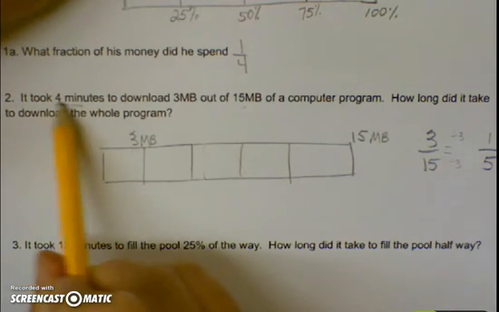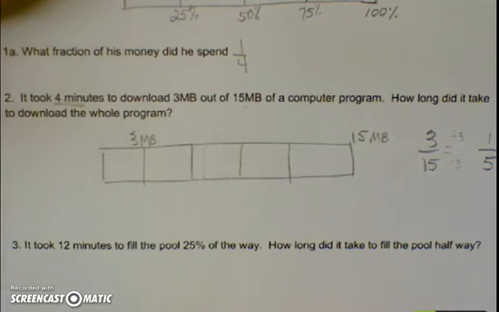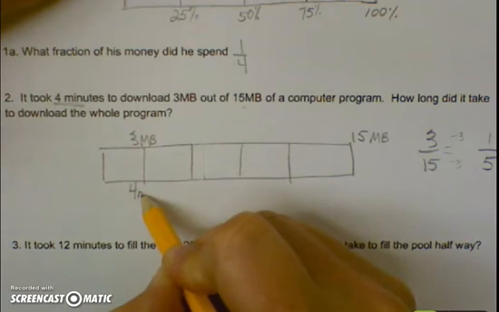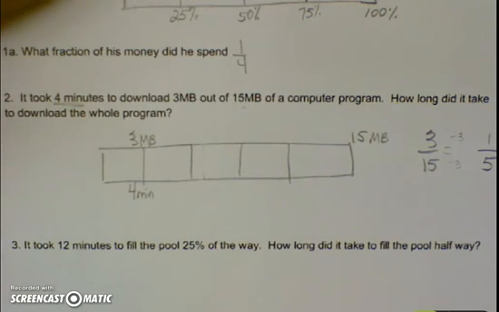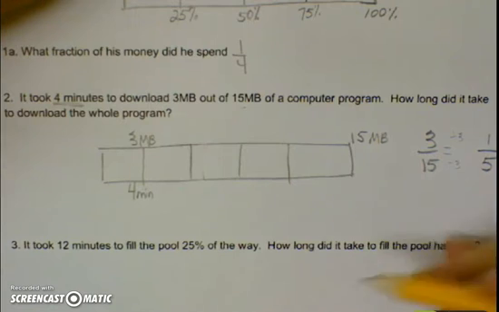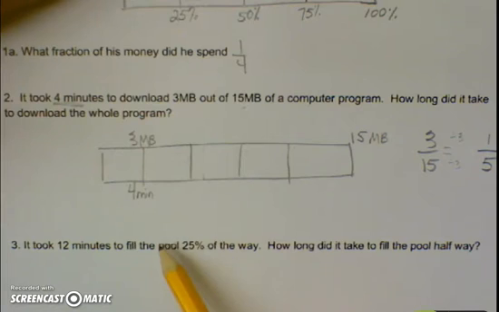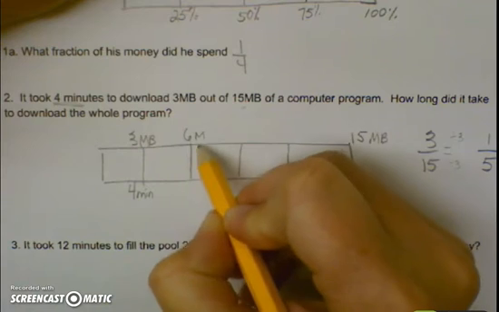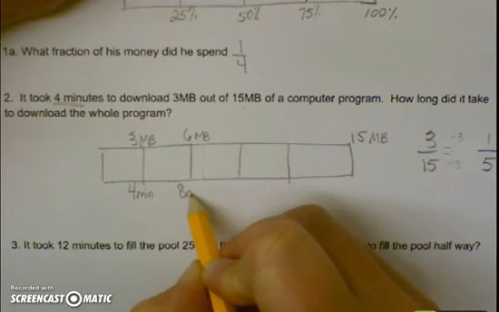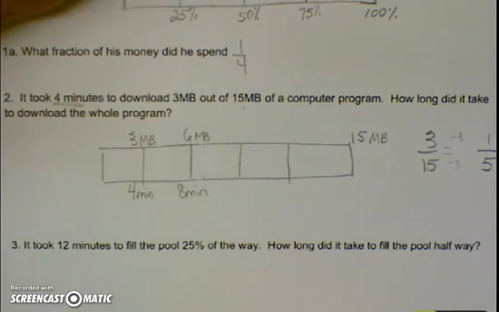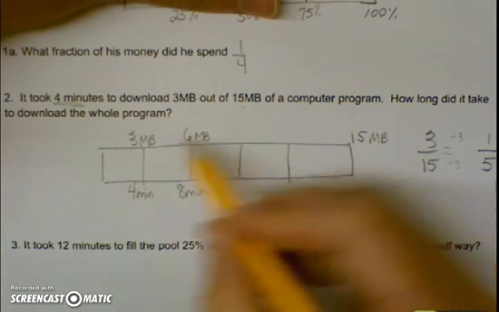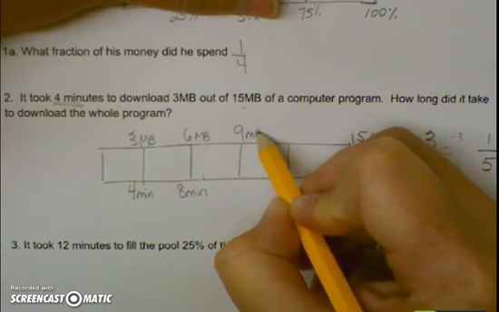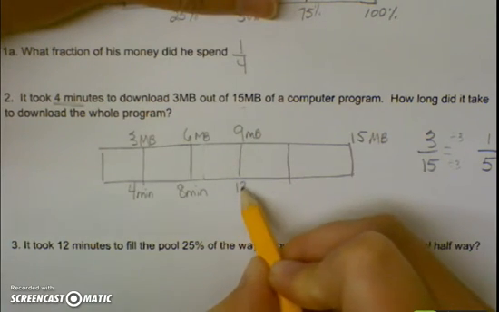I also need to take care of my 4 minutes. It took 4 minutes to download 3 megabytes. So the 4 minutes and the 3 megabytes go together. So I've got my model of the problem. What else do I know? I know that if 3 megabytes take 4 minutes, 6 megabytes will take 8 minutes. I also know that 9 megabytes will take 12 minutes.